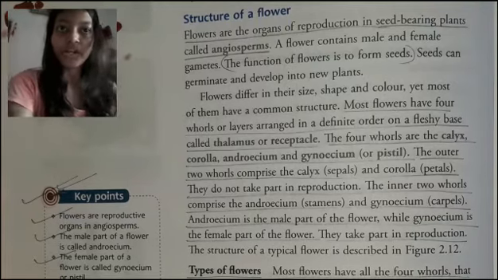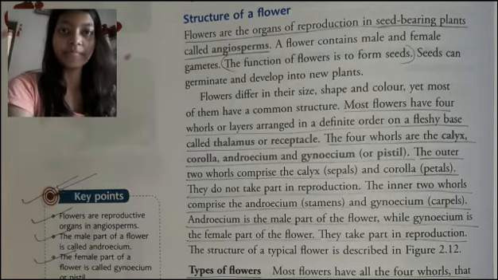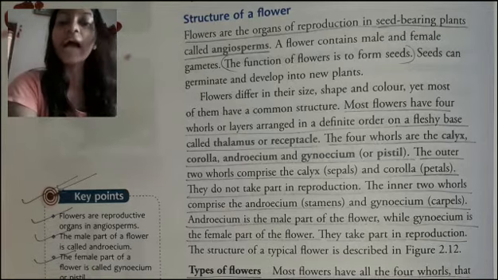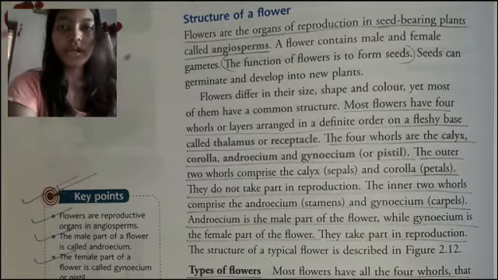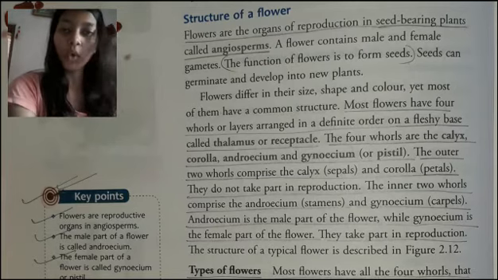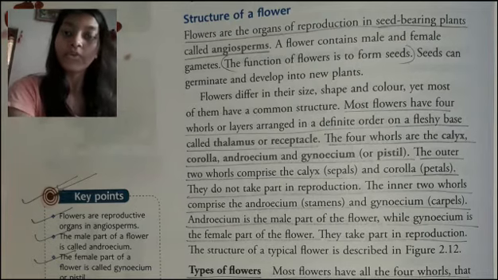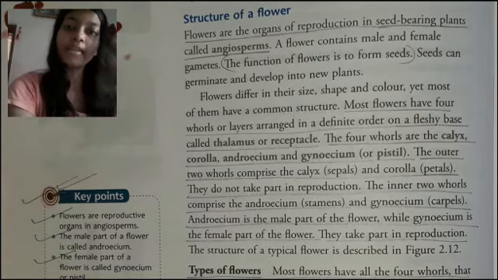Structure of a flower: as you can see on the screen, flowers are the organs of reproduction in seed-bearing plants called angiosperms. So here we can see that the flower-bearing plants, that is seed-bearing plants, are called angiosperms. In angiosperms, flowers are the organs of reproduction. A flower contains male and female gametes. Gametes, as we all know, are reproductive sex cells. So a flower is sexual and it contains both male and female gametes.